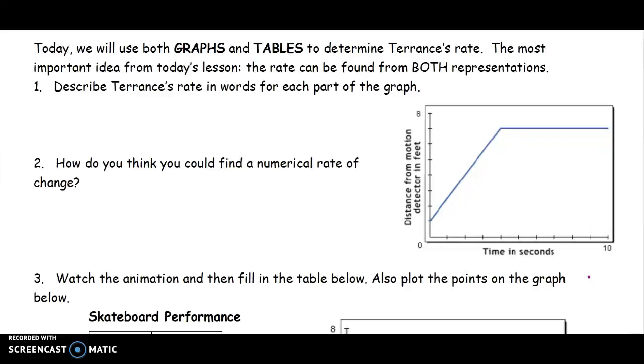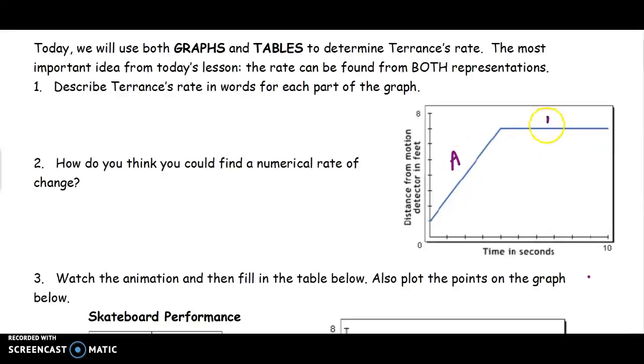Today what we're going to do is use both graphs and tables to determine Terrence's rate. If you remember, Terrence was the skateboarder from the last lesson, and we just described his pace by saying he's going fast, he's going slow, he's moving towards, he's moving away. Today we're actually going to get exact values. As a reminder, describe Terrence's rate in words for each part of the graph.